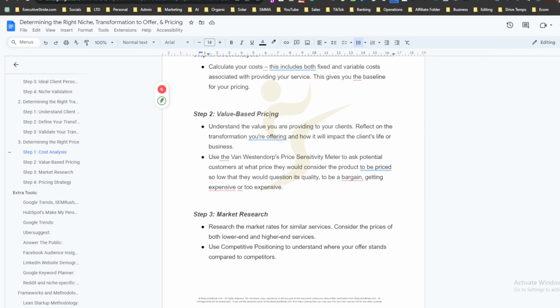Step two, value-based pricing. Understand the value you are providing to your clients. Reflect on the transformation you're offering and how it will impact your client's life or business. Use the Van Westendorp price sensitivity meter to ask potential customers at what price they would consider the product to be priced so low that they would question its quality, a bargain, getting expensive, or too expensive. All right, so that's a strategy that you can use. You don't need to do all these strategies. These are just more strategies you can use.